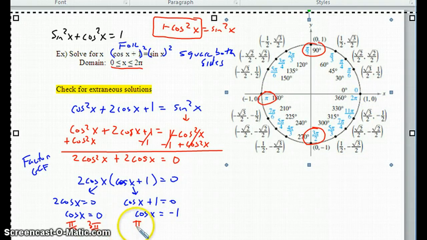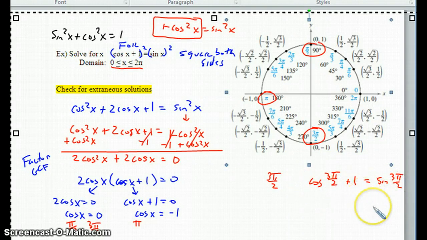So I'm not sure if these answers work, so I'm going to want to take the time to test them. Let's go ahead and test the cosine of 3 pi over 2. So cosine of 3 pi over 2 plus 1 equals the sine of 3 pi over 2. I'm not going to use my calculator for this one because I'm going to end up with some errors in my calculator. If I just use the unit circle, the cosine of 3 pi over 2 is 0. So 0 plus 1 would give me a 1 over here. The sine of 3 pi over 2 is negative 1. So right away I can see that 1 does not equal negative 1, so this one does not work out.